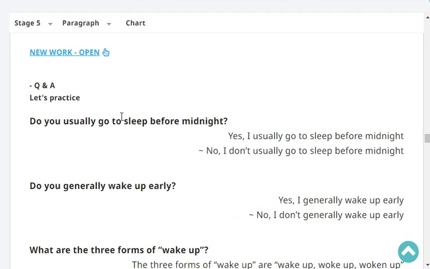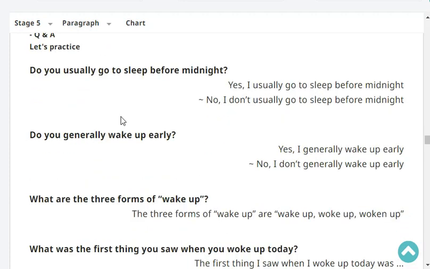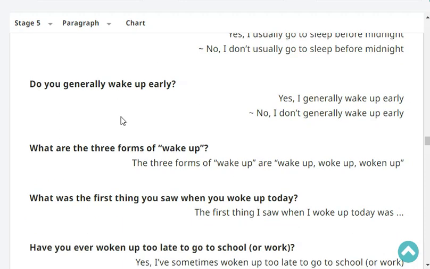Okay. Do you usually go to sleep before midnight? Yes or no? No, I usually don't go to sleep before midnight. Do you generally wake up early? Yes or no? No, I don't wake up early.